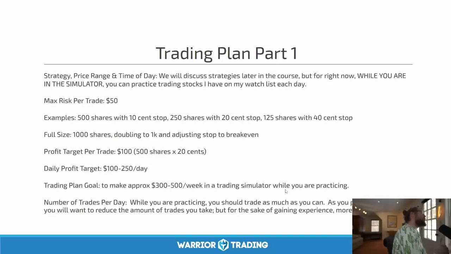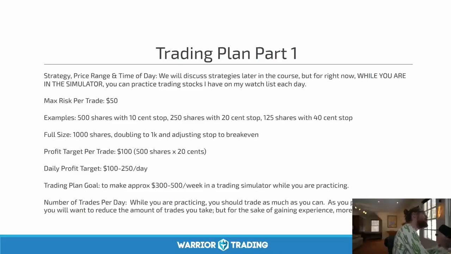So the first part of your trading plan breaks down some of the details of your max risk per trade. So let's say $50 of risk. So 500 shares times 10 cents would be $50. 250 shares times 20 cents. 125 shares times 40 cents. Full size, 1,000 shares. Maybe doubling out and adjusting stops to break even, but only after you're already green, right? So trying to set some kind of threshold there that, all right, this is my max risk. And then based on my max risk, this is the share size realistically that I should be focusing on.